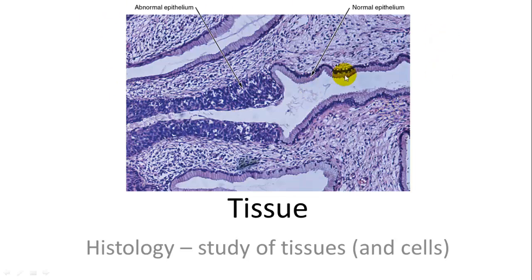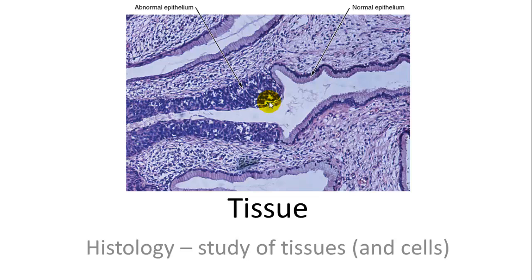So here we have some normal epithelium, the lining of whatever this hollow duct or hollow organ may be. And then you have abnormal epithelium. So a pathologist would be looking under a microscope, maybe looking for cancer cells, and notice that something is wrong with this epithelium, and then based on the characteristics would be able to determine really what the abnormality is.